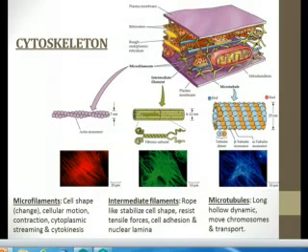And the microtubules are hollow dynamic structures, and they move the chromosomes and the organelles from one side to the other side. So this is the whole thing regarding the cytoskeleton.